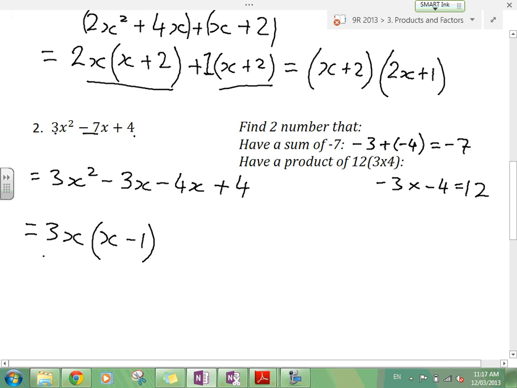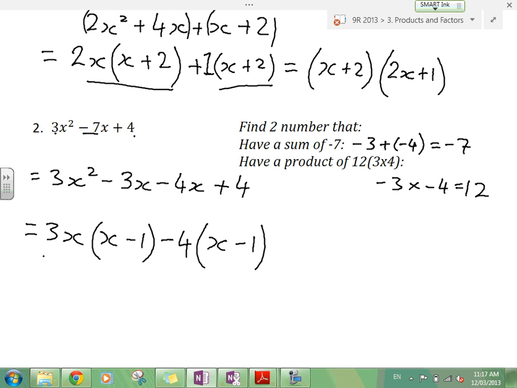Alright, now if we factorize these two, what common factor are we going to pull out here? We're going to pull out negative 4. So can you factorize this one for me? Yeah, it would be negative 4 then the bracket x minus 1. Why is it x minus 1? Rob, can you tell me why? Yeah, so if you retrace your steps, negative 4 times x is minus 4x. Negative 4 times negative 1 is positive 4.